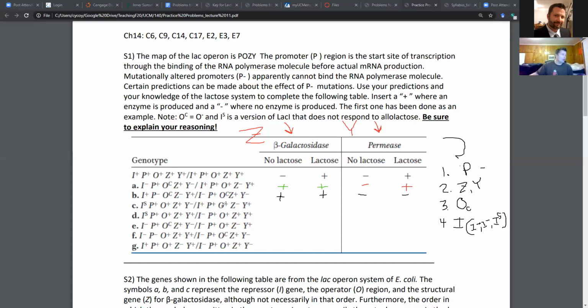All right, let's look at the O's. Operators are normal. Okay. Now we have to look at number 4. So what do we have? We have a super repressor, and we're done. We just stop right there. It's all minuses.